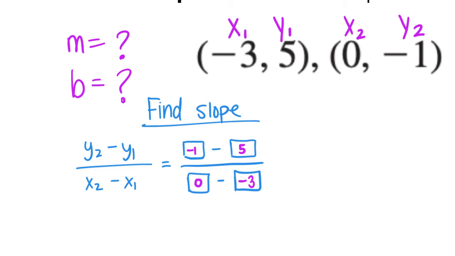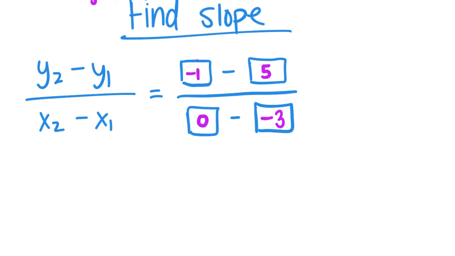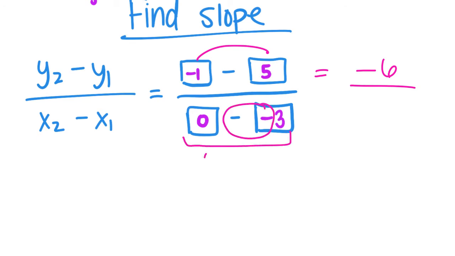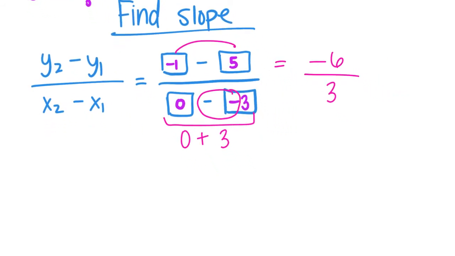And then let's just go ahead and simplify this. -1 minus 5, that equals -6. On the bottom, you have 2 negatives here. So remember, this turns into a plus. This is like 0 plus 3, which is +3. And then we can simplify this even more.